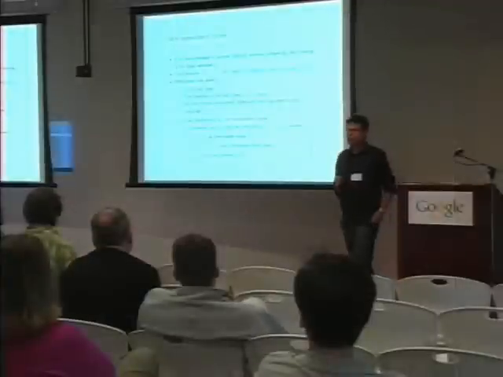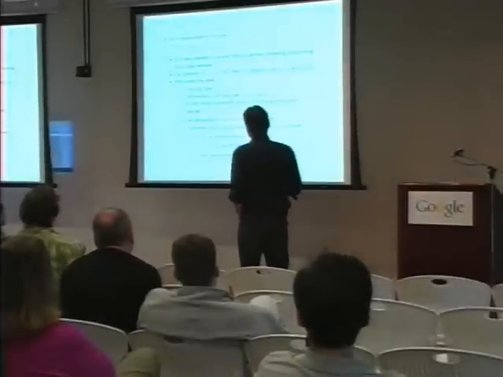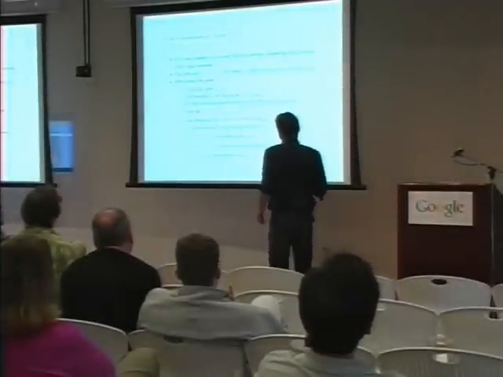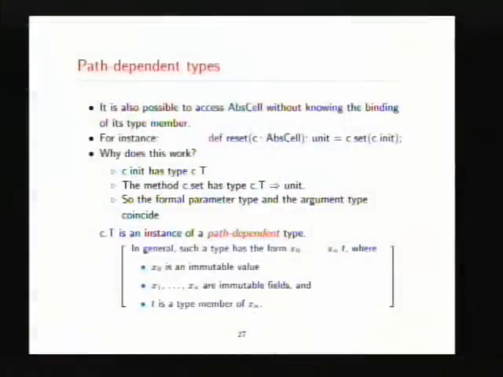Okay, let's do something more interesting. So far, we have only duplicated the parameterization thing. What we actually can do is also access AbsCell without knowing the type of its element. So here's one example that uses that, a reset method. It would take an AbsCell and would set c to its initial value. And no, we don't even refer to the element type of this abstract cell. So why does this work? Well, if you look at the type of c.init, what should it be?